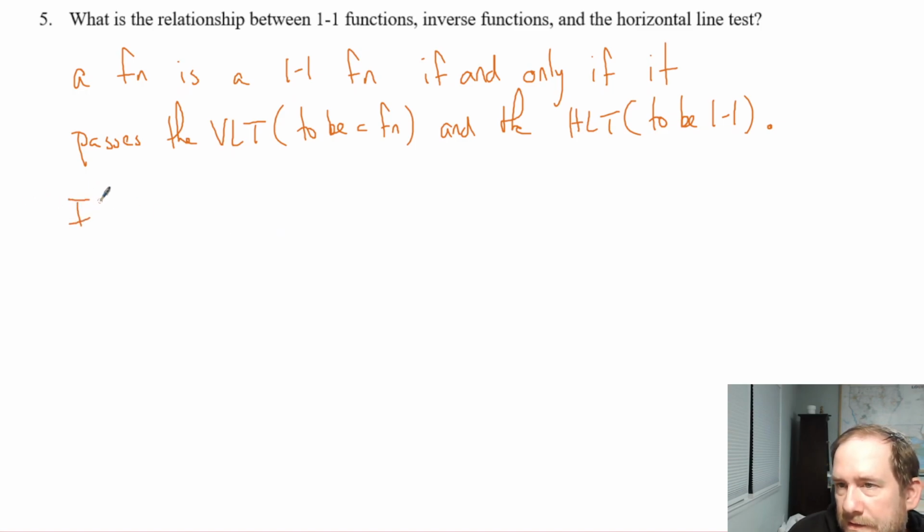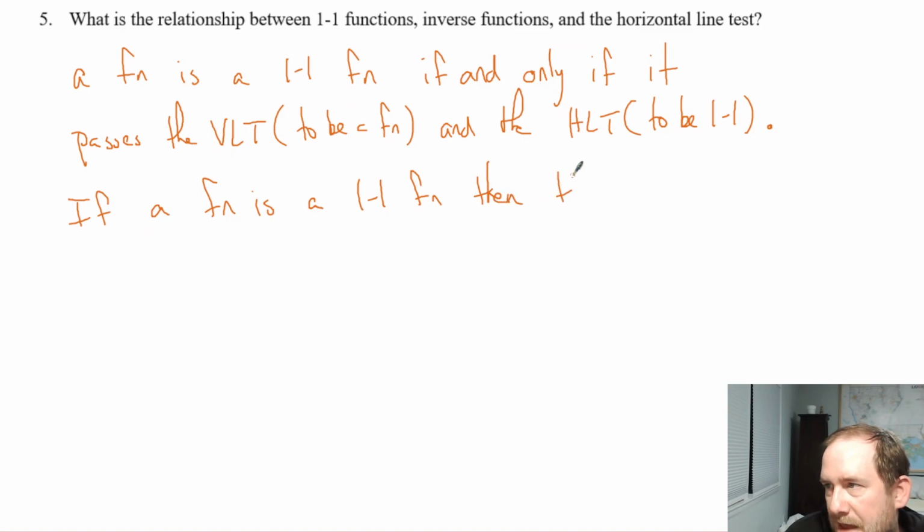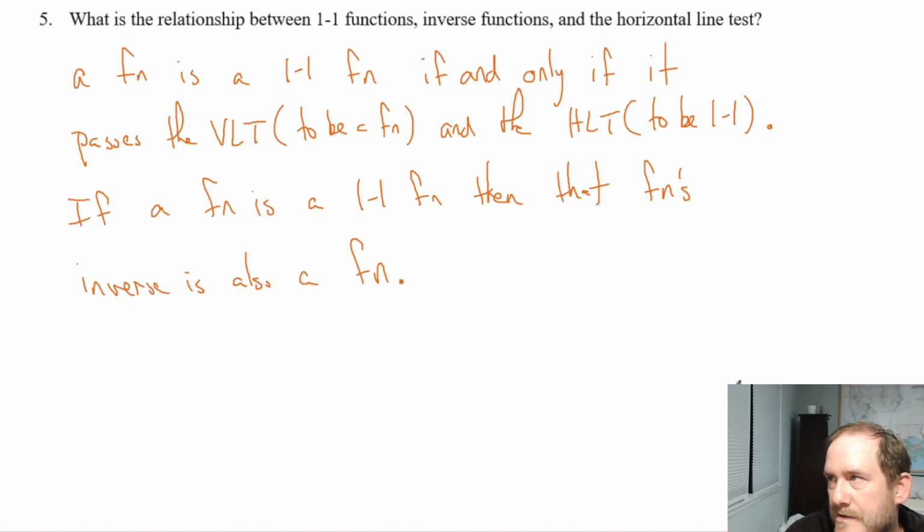Then if a function is a one-to-one function, then that function's inverse is also a function, period. That's it.